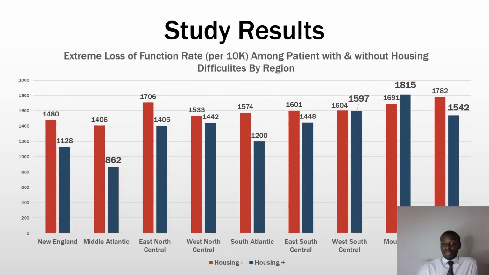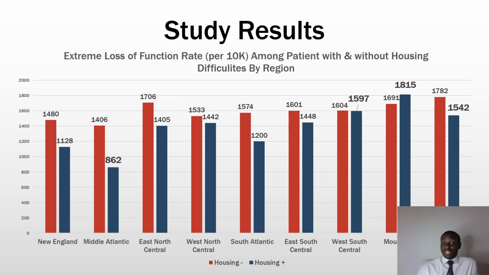A review of the loss of function by region shows quite an interesting dynamic. Here we see quite a varied presentation in the New England region, with presentations among patients with housing difficulties and respiratory presentations being 1,128 compared to individuals without any housing difficulties at 1,480 per 10,000 presentations. Now we go further and look at the West South Central region of the United States, where we see housing difficulties at 1,597 compared to individuals without housing difficulties at 1,604. We'll further look here at the Mountain region, where we see the largest variance, with individuals with housing difficulties having a 1,815 rate presentation compared to individuals without any housing difficulties at 1,691 per 10,000 presentations.